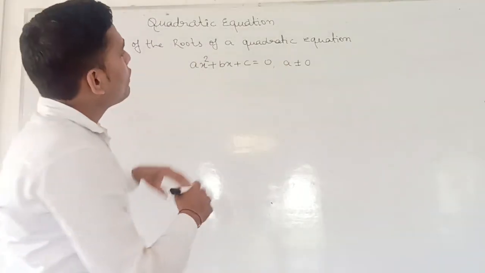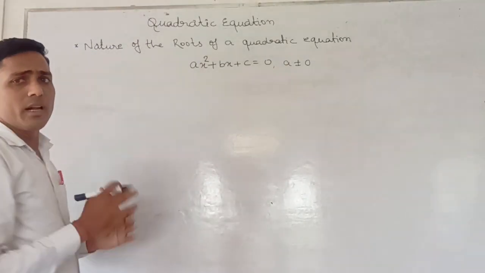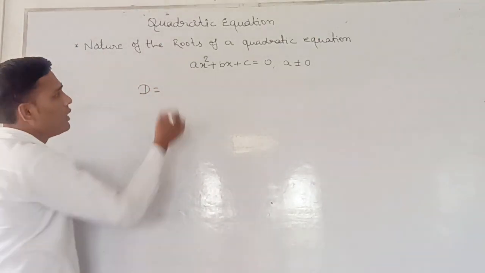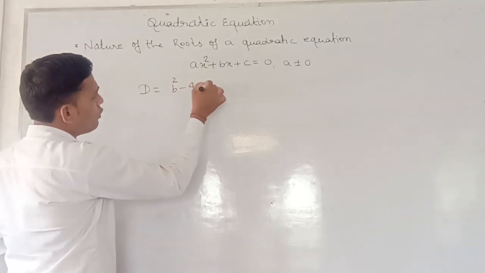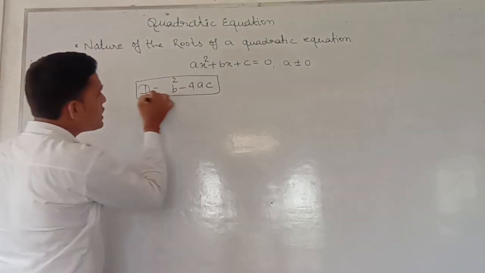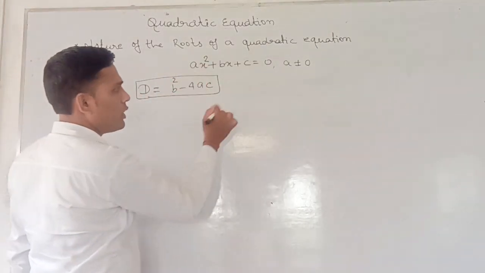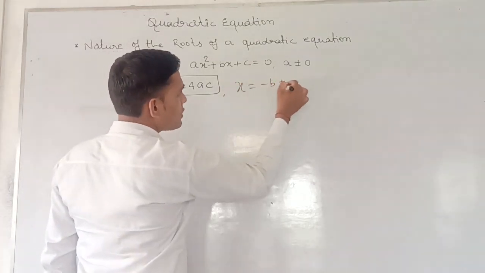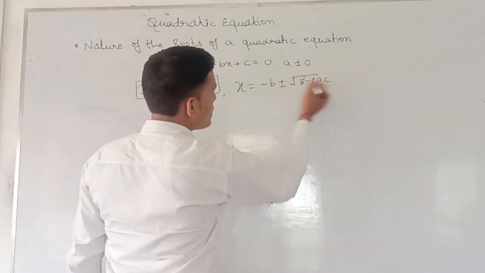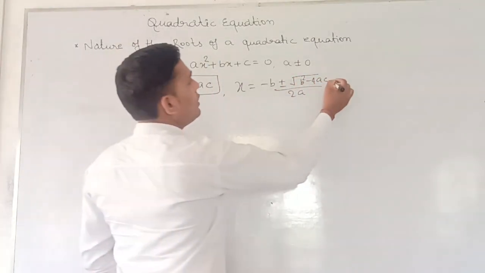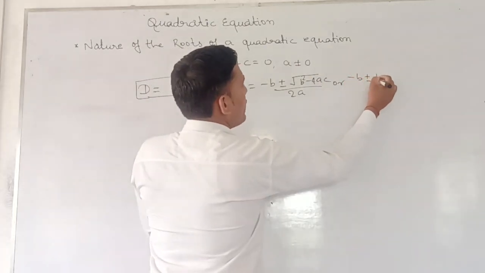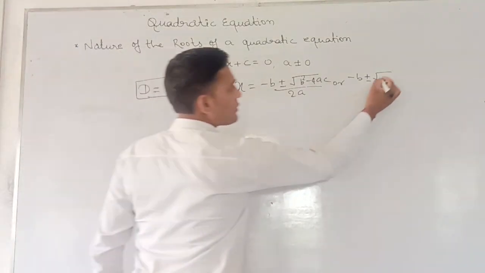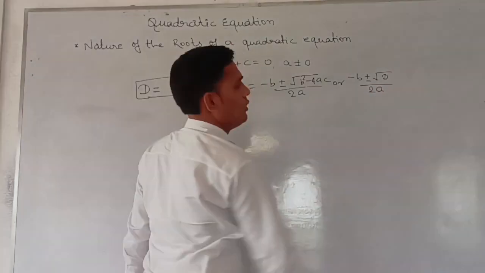Now I am going to find out the nature of this quadratic equation. What will be the nature? First of all, we have to find the discriminant D. This is the formula: b square minus 4ac. Using this formula, we are going to find the value of x. What is the quadratic formula? The quadratic formula is x equals minus b plus minus root under b square minus 4ac, divided by 2a.